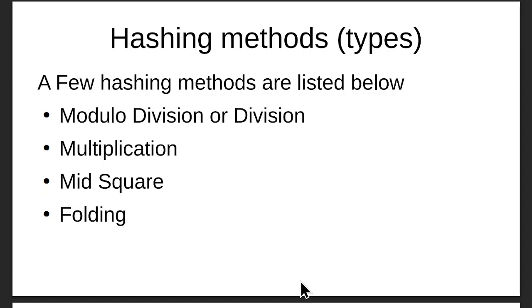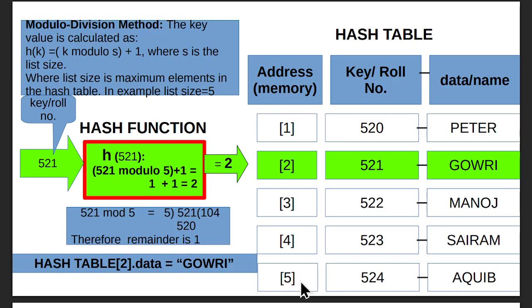There are a few methods that are listed in your syllabus. The first one is the division, and it's also called modulo division. So here is an example of how modulo division works. Okay, so here is our hash function, and here is the key value. For example, 521 is the key value. So when I pass 521 into my hash function, it computes the return value as 521 modulo 5.